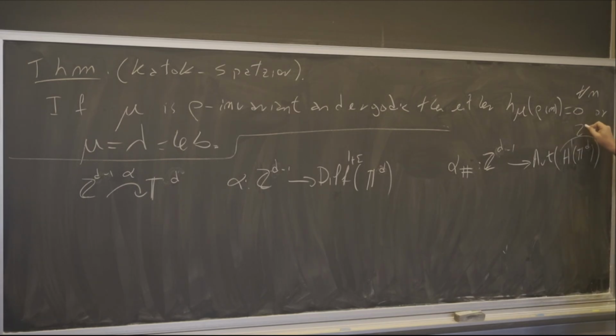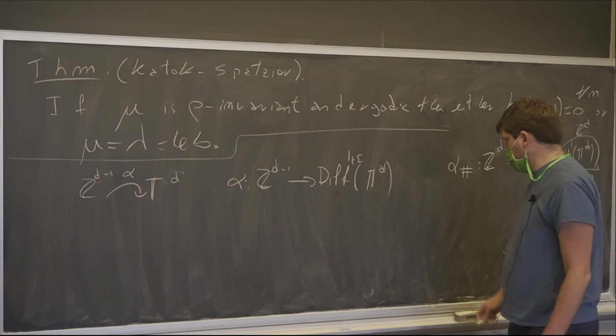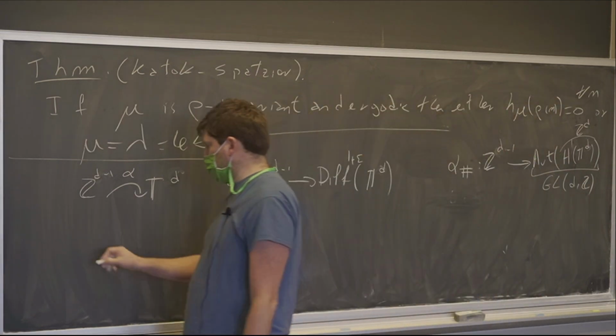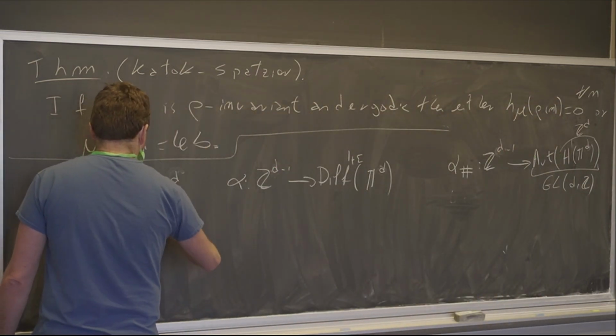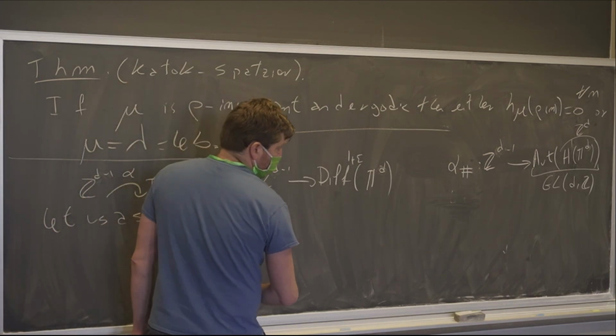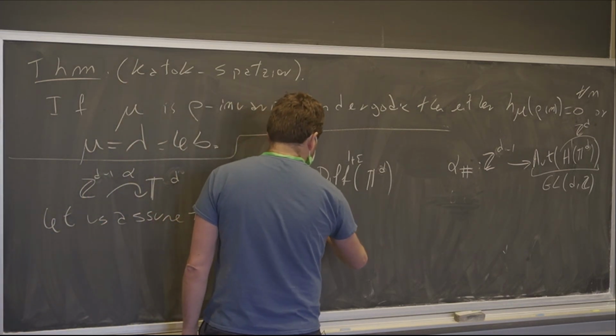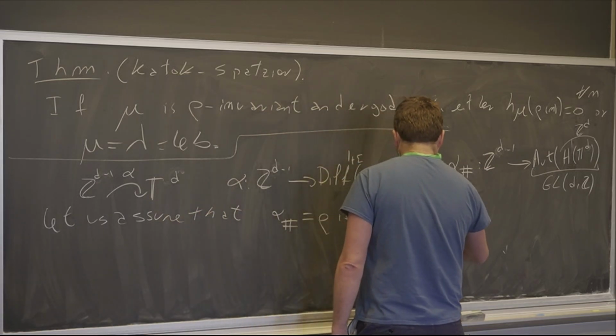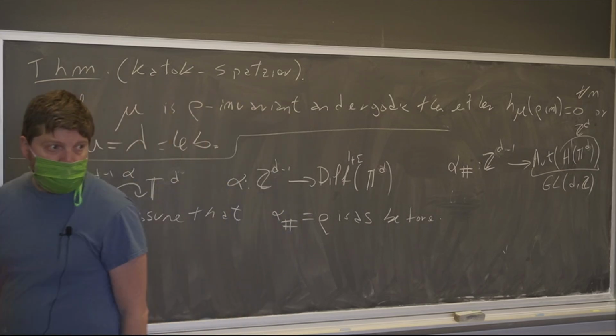So this is CD, and hence this is actually what is called GL of DC. That's pretty much the same. It's two notations for the same object once I put the CD there. And just to make my life simple, let us assume that alpha sharp is rho as before.